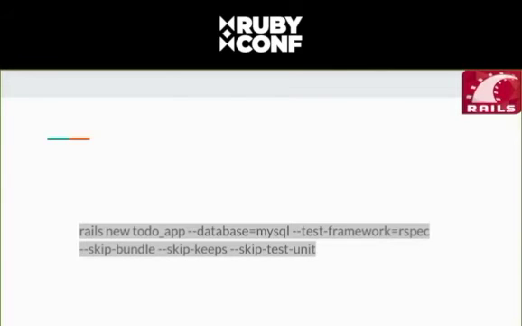And then skip keeps: it generates some keep files, specifically on macOS, because otherwise Git considers the folder empty and does not commit it. And similarly skip test unit, so I don't want to generate the default test unit files. Rails has a built-in framework for writing test cases, and there is also another widely adopted library that we call RSpec, and we are going to use RSpec in this tutorial. That's why I skipped the generation of the basic test unit files. Okay, so this simple command we are going to run.